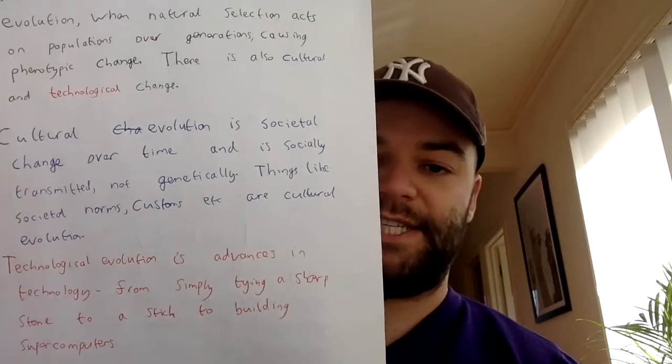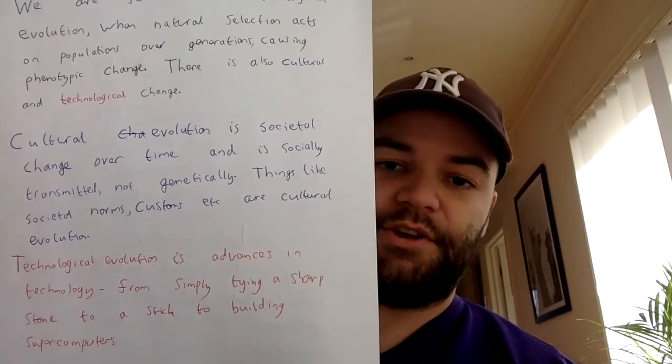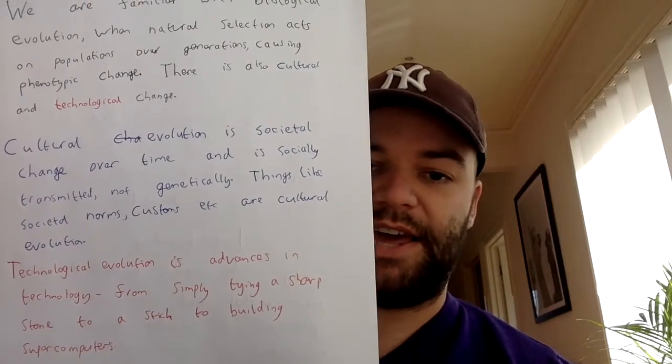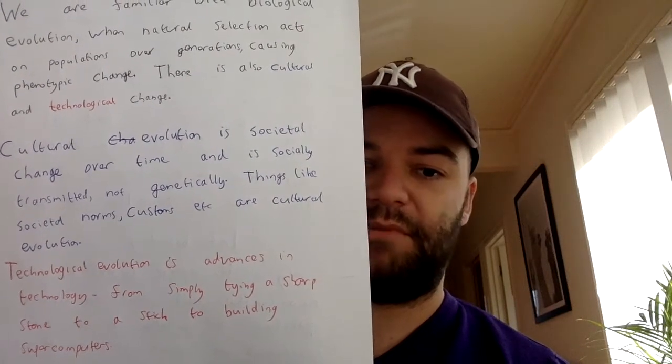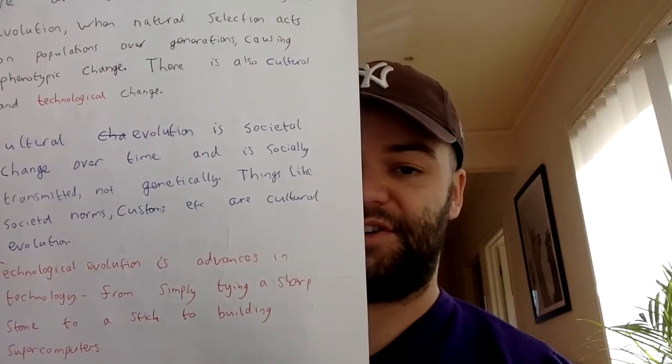And that can be really simple technology that very primitive humans would have done. So using plant parts to tie a sharpened stone to a stick to help with hunting, that would be technological evolution. But even technological evolution ongoing today, like building powerful supercomputers, it all counts. So technology changing and helping humans over time is technological evolution.